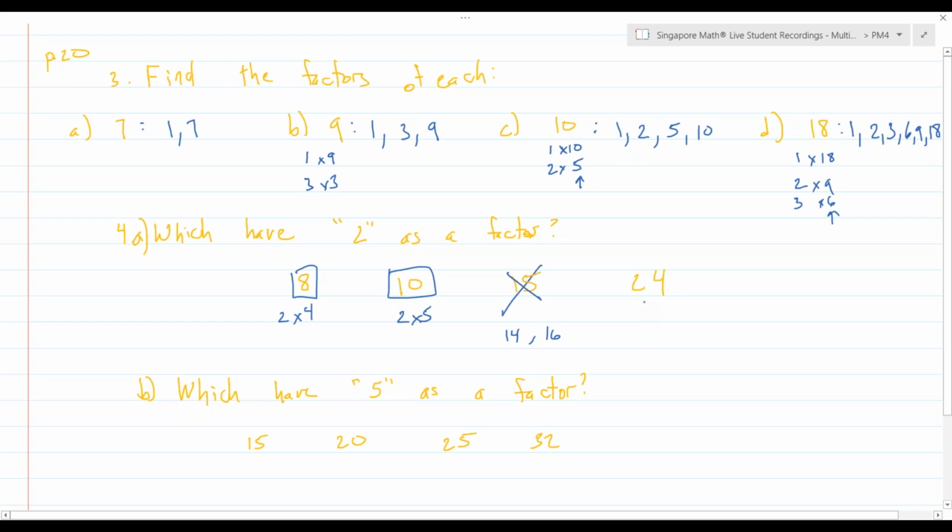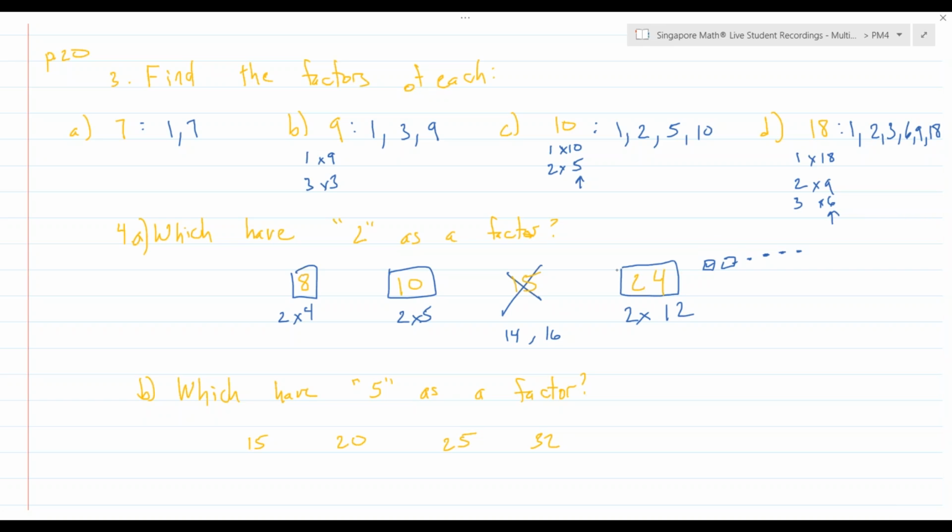The number 24, if it's 2 times something, that will work. Think of 24. 24 is 2 10s and 4 1s. That's 2 12s is 24. So 24 does have 2 as a factor. You can simply go to even and odd numbers. Every even number has a factor of 2. Every odd number does not have 2 as a factor.